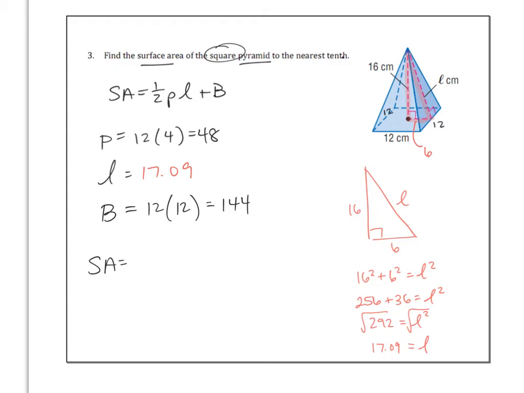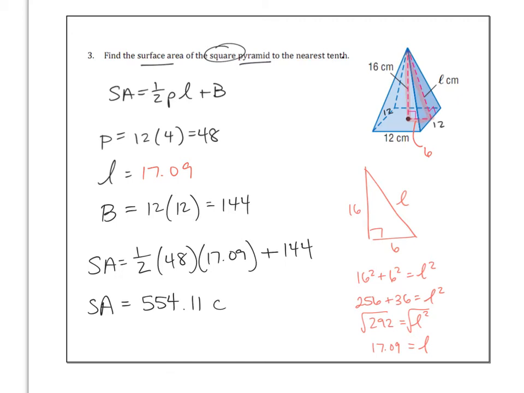We have all of the numbers we need. So now let's fill it in. Surface area equals 1/2. P is 48. L is 17.09 plus 144, the base area. Grab your calculator, type all of that in. And the surface area is approximately 554.11 centimeters squared. Go ahead and check that. Pause the video, type it in, make sure you get that.